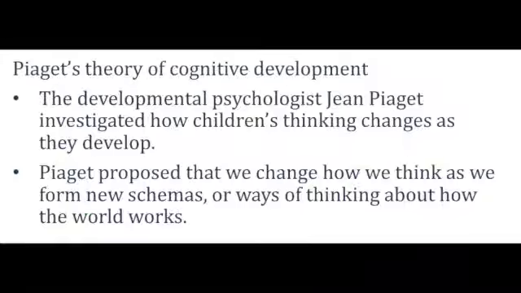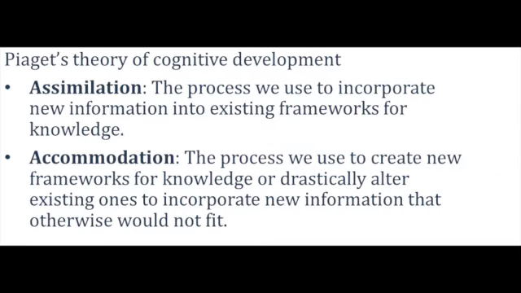We also talk about Piaget's theory of cognitive development. The developmental psychologist Jean Piaget investigated how children's thinking changes as they develop. Piaget proposed that we change how we think as we form new schemas, or ways of thinking about how the world works. So in Piaget's theory of cognitive development, there is assimilation and accommodation. Assimilation is the process we use to incorporate new information into existing frameworks for knowledge. Accommodation is the process we use to create new frameworks for knowledge or drastically alter existing ones to incorporate new information that otherwise would not fit.